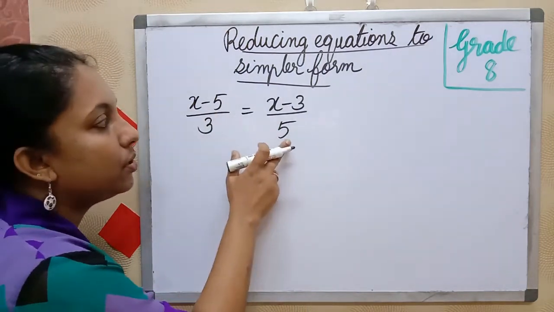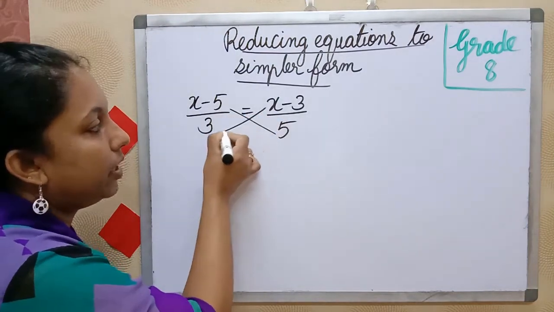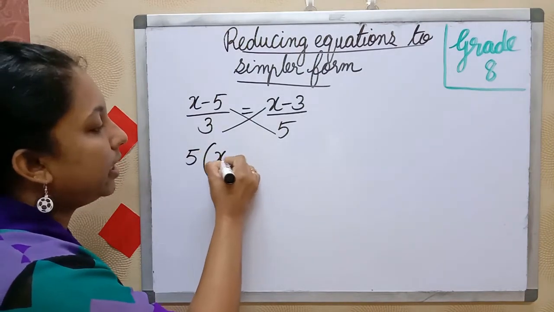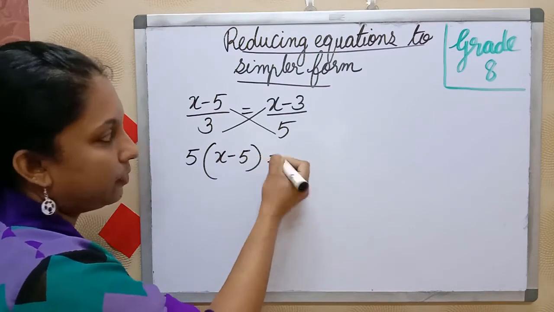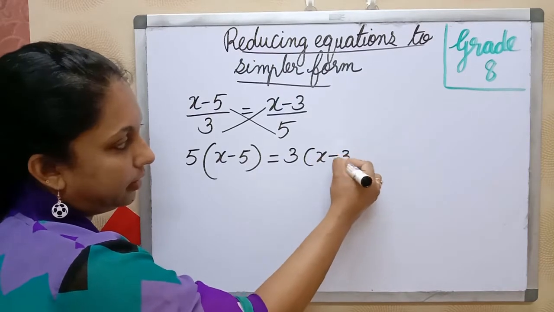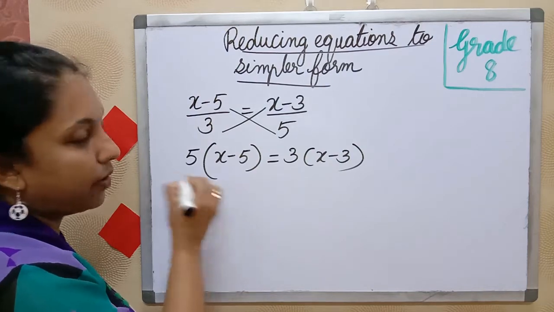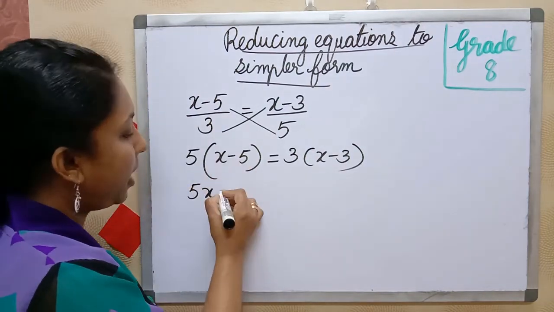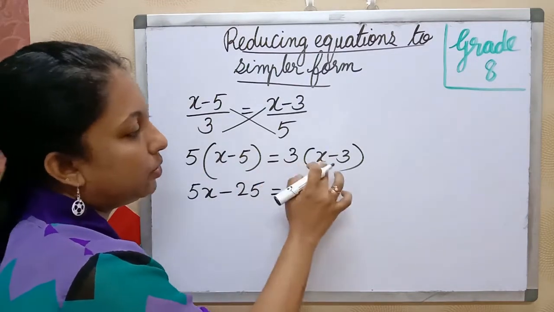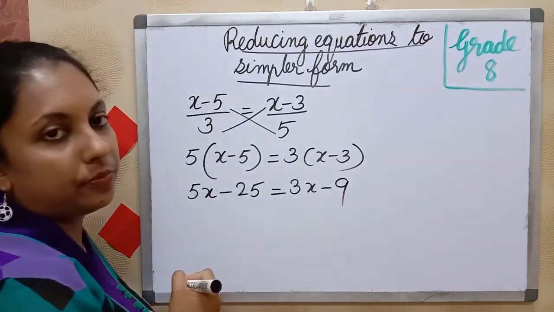First, you have to cross multiply this. Cross multiplication, how can we do? This way we can cross multiply. That is 5 into (x minus 5) is equal to 3 into (x minus 3). Then bracket open. 5 into x is 5x and 5 into minus 5 is minus 25, is equal to 3 into x, 3x, minus 3 into 3 is 9.